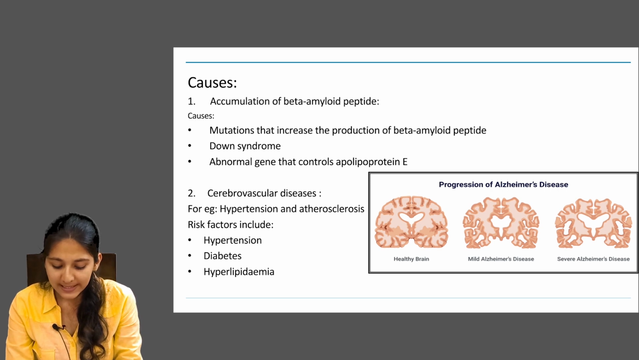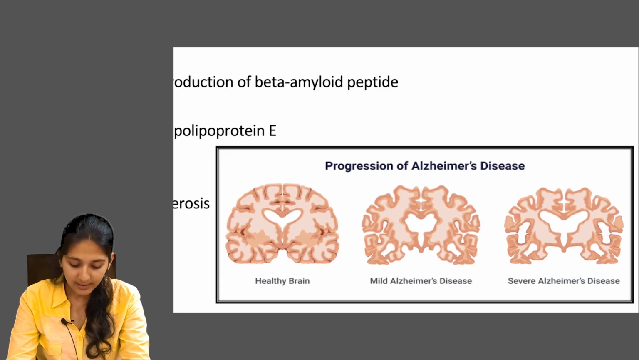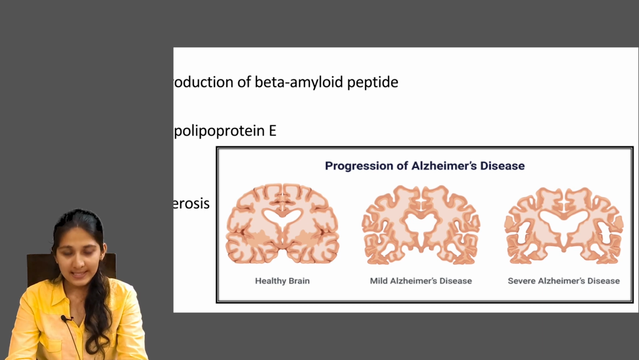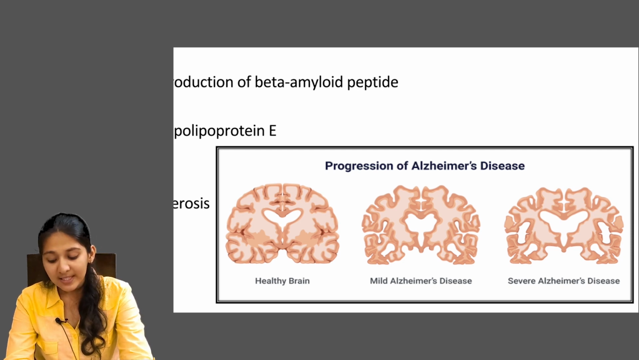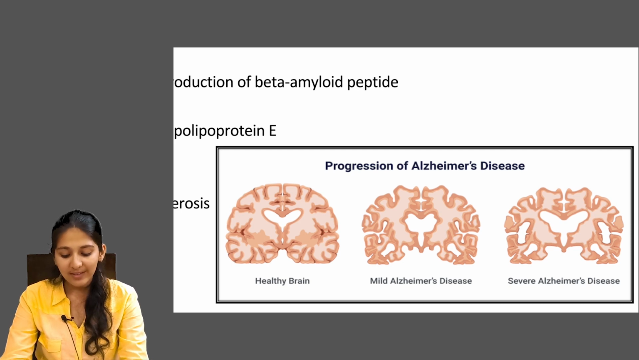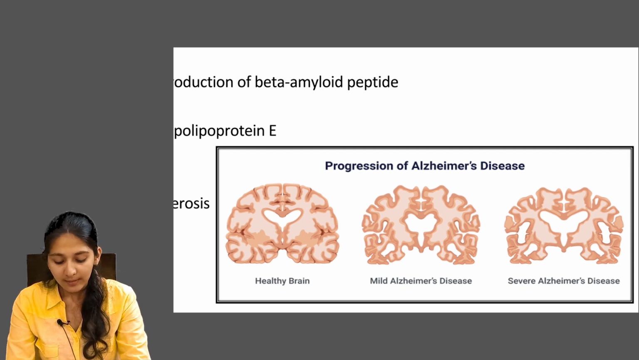If you can see in this image, let's talk about the healthy brain. This healthy brain has got very prominent gyri and sulci. In mild Alzheimer's disease, this gyri and sulci have become very less prominent, and in severe Alzheimer's disease, they have decreased much less. So, this picture very well depicts the deterioration of the brain.